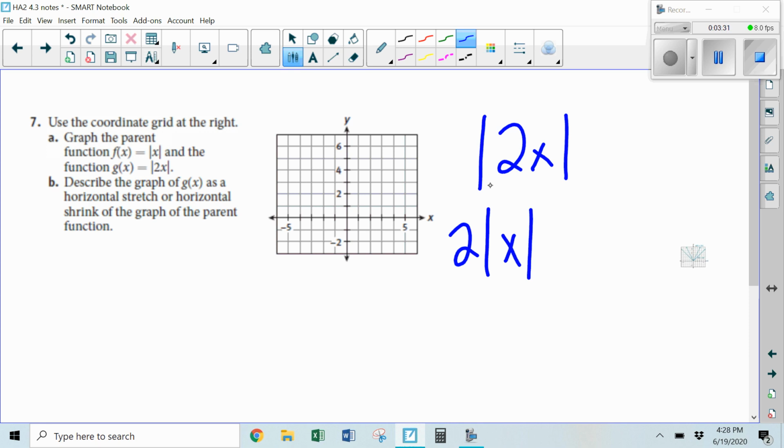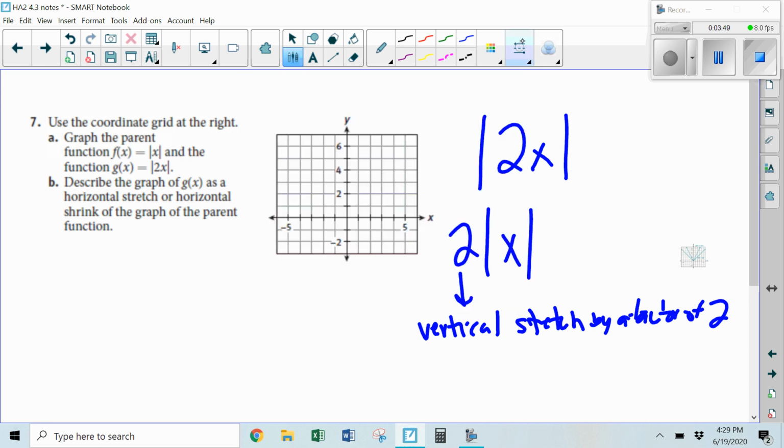So if we feel more comfortable, since we didn't really talk about a multiplication on the inside, we can move it to the outside. This would be a vertical stretch by a factor of 2. Or what you'll see today is if it is on the inside, instead of describing it vertically, they might describe it horizontally. So that would be a horizontal shrink, remember, because if it's vertically stretching, it's going to horizontally be shrinking by a factor of 1/2.